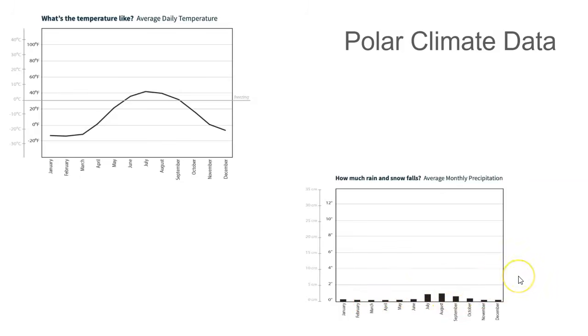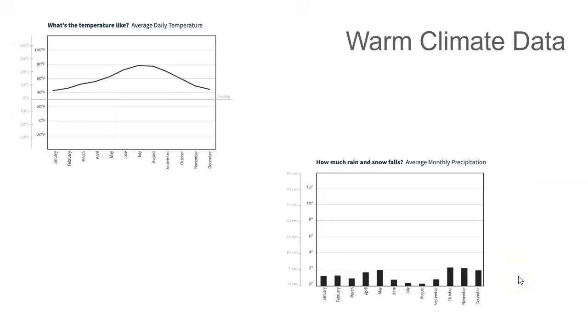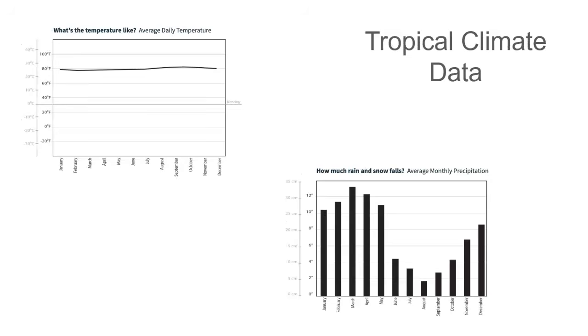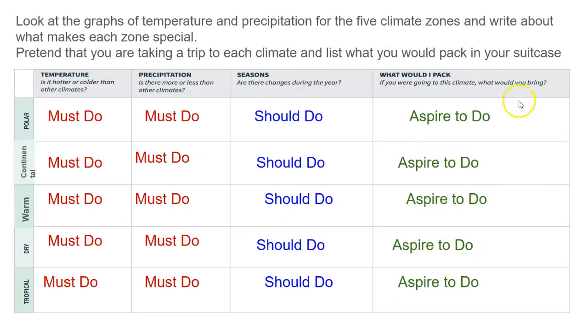This is the polar climate. This is the continental climate. Warm climate, dry climate, tropical climate, fill in precipitation. That's all you have to do.